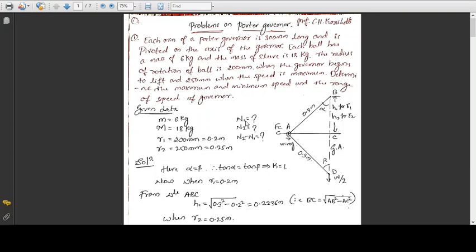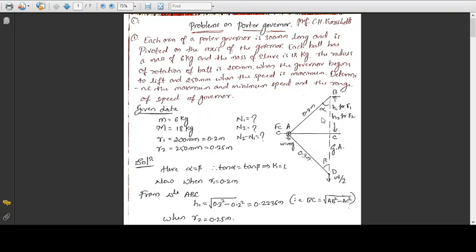He asked us to calculate the minimum speed n1, the maximum speed n2, and the range of the speed, which is the difference between maximum and minimum. All the time he will not give you the schematic representation of the governor. This diagram should be there in your mind always. So before starting with the solution, after listing out the given data, if you draw this diagram, it will be easy to solve the problem further.